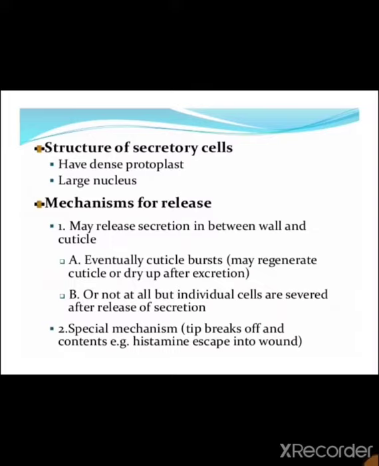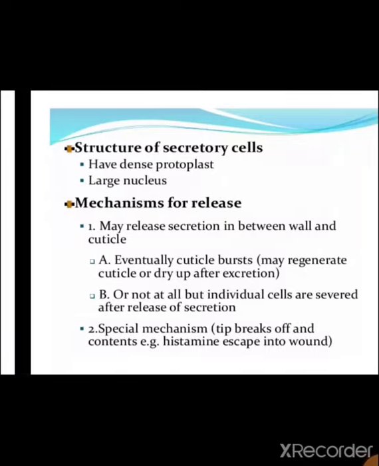The structure of secretory cells: they have dense protoplast and large nucleoli. The mechanism for release: they may release secretion in between the wall and cuticle. Eventually the cuticle bursts, or not, but individual cells are severed after release of secretion. There is a special mechanism where the tip breaks off and contents, like histamine, escape into the wound. In these pics we saw this type of secretion.